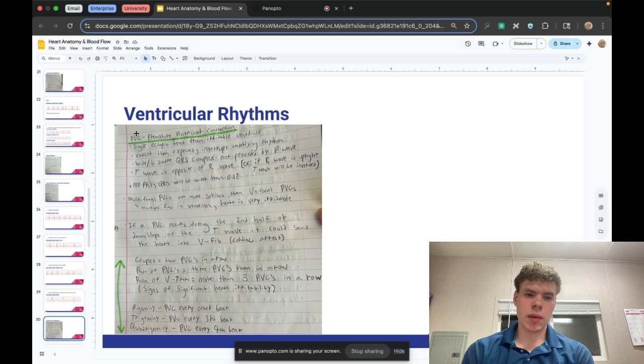Ventricular rhythms. A PVC is a premature ventricular contraction. So it's a single ectopic beat from the irritable ventricle, earlier than expected, interrupting an underlying rhythm. And I'll show you what that looks like on an EKG in a second.